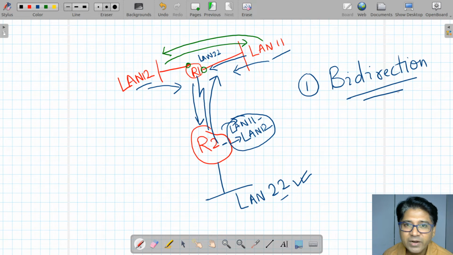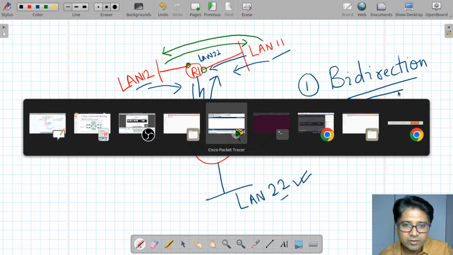barrier. Understand? Yes, Rajesh. Okay, let's move to the lab.